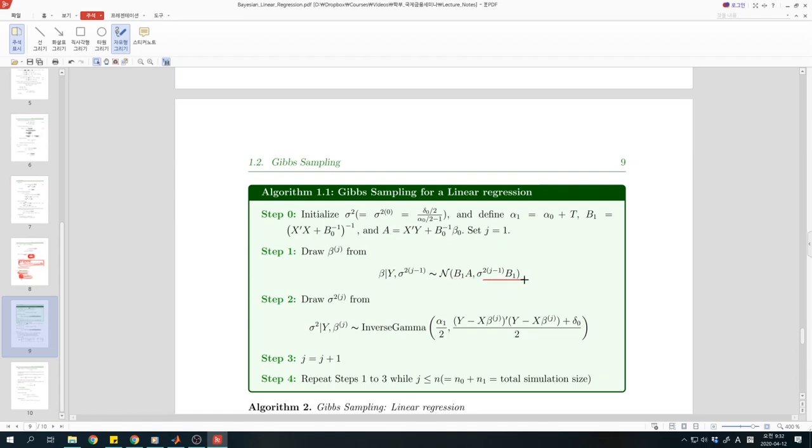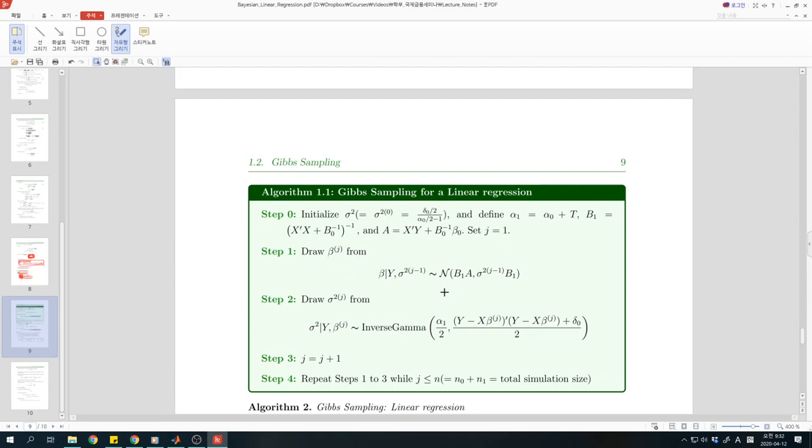What about variance? To compute variance, what do you need? You need sigma square. Do we have sigma square? Yes, we have sigma square at its prior mean, and we have B1 of course. So then we can sample beta from this normal distribution and save it. Now we have beta, and that's denoted by beta j, whatever. Anyway, the point is that we have beta.